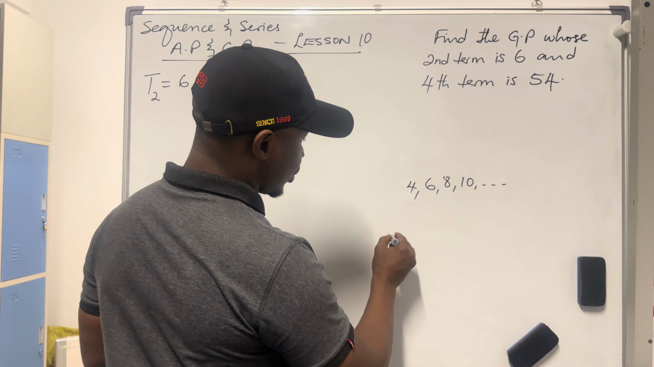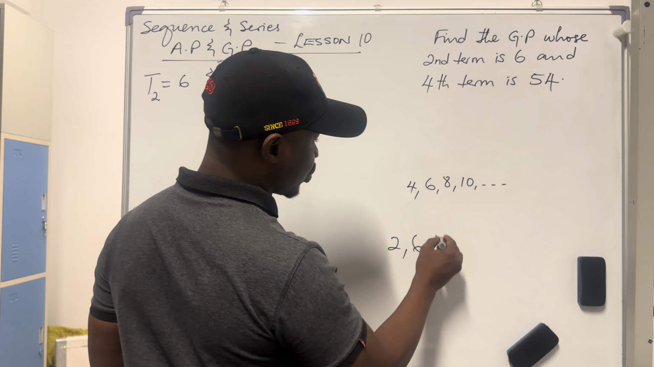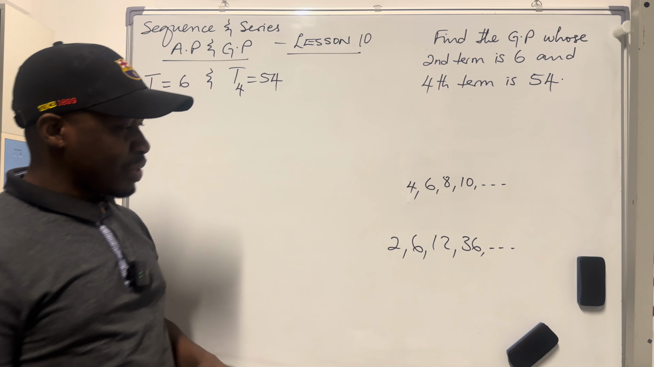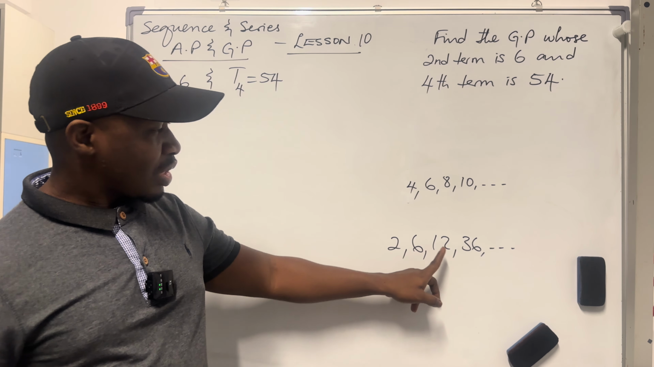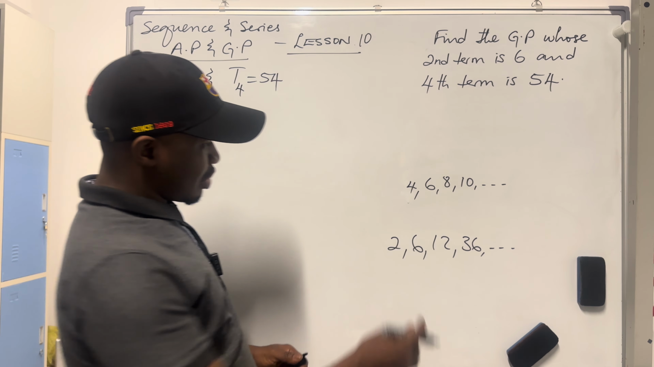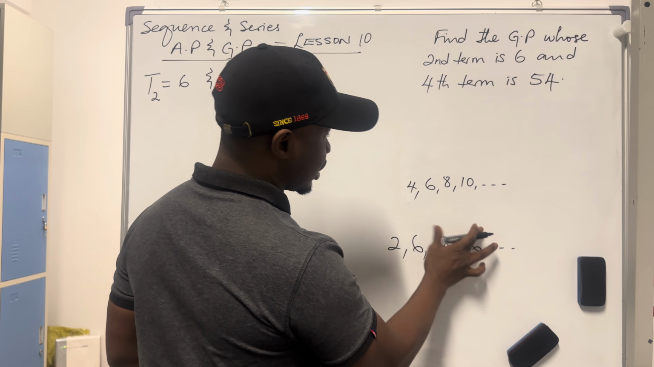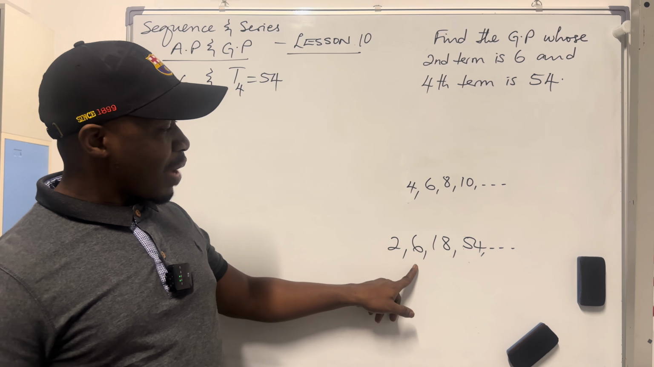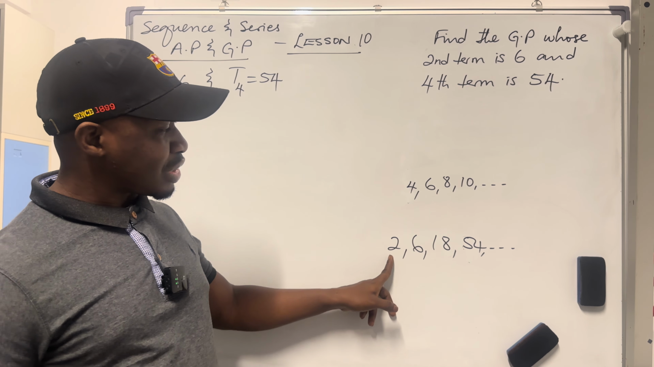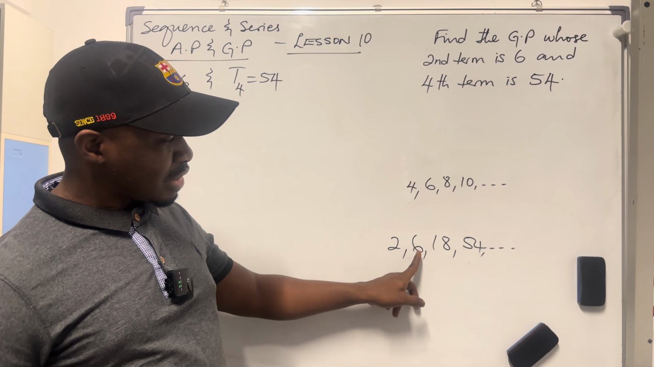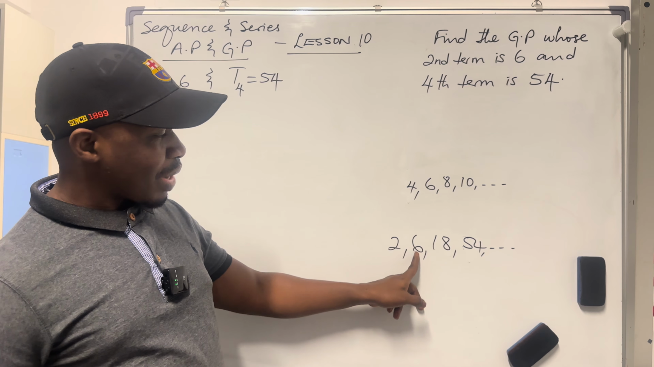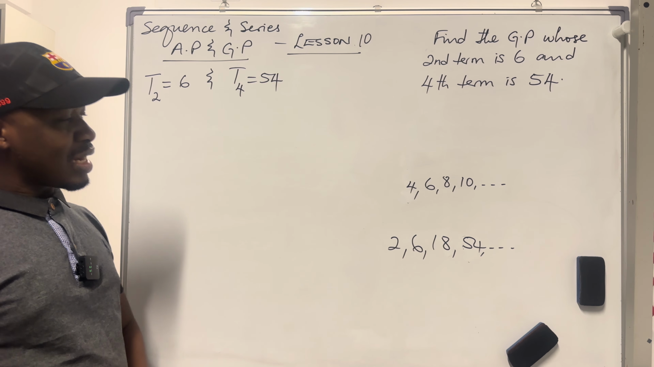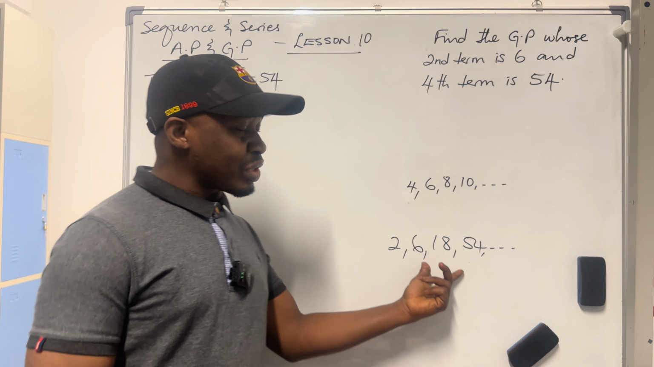Now let's say 2 times 3 is 6, 6 times 3 is 18, 18 times 3 is 54. So this one is a GP. 6 divided by 2 is 3, 18 divided by 6 is 3, 54 divided by 18 is 3. Okay. Now the thing is, this one is a GP.